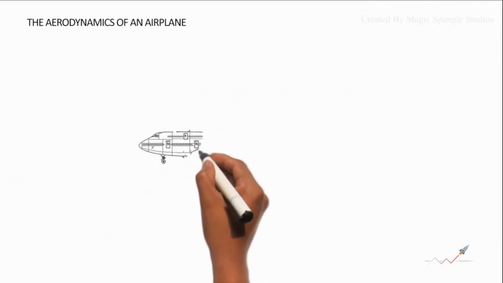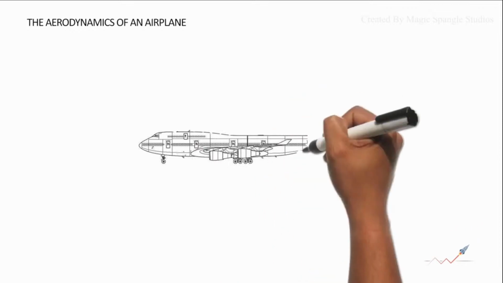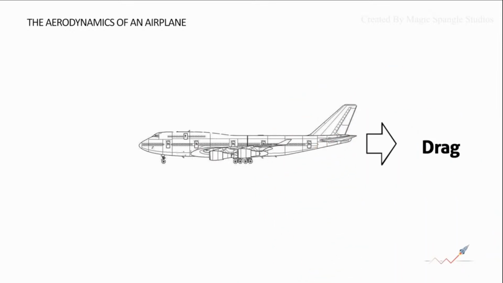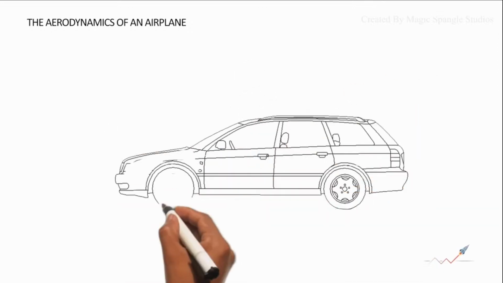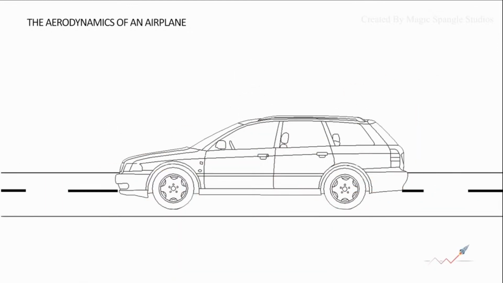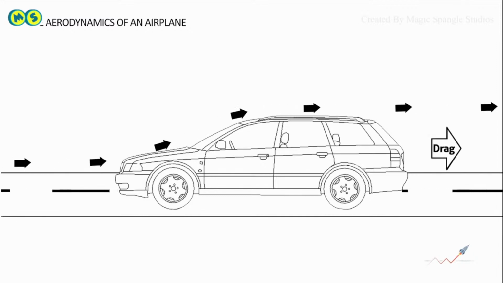The aerodynamics of an airplane. The 4 aerodynamic forces of an airplane are drag, thrust, weight, and lift. Drag, also called air resistance, refers to the forces acting opposite to the relative motion of any object moving with respect to a surrounding fluid. The energy it takes to push through the surrounding fluid creates drag.